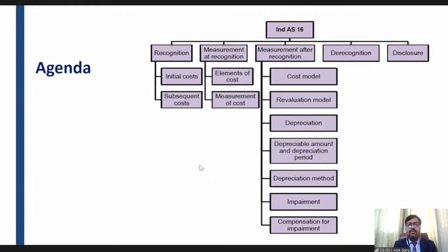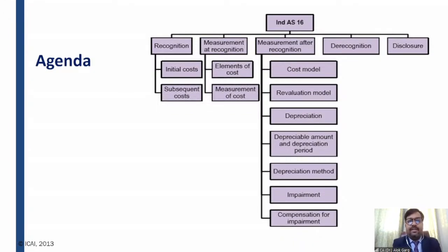So now coming to the agenda of this particular standard, what is the agenda? Of course, like every standard, we'll talk about the objective. What is the objective of this standard? Then we'll talk about scope. What is covered under this standard? Of course, it is a theoretical part. And after objective and scope, we will discuss recognition. When I say recognition, we'll talk about initial cost and subsequent cost.